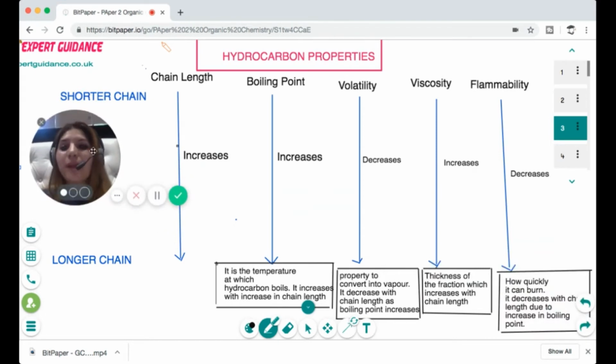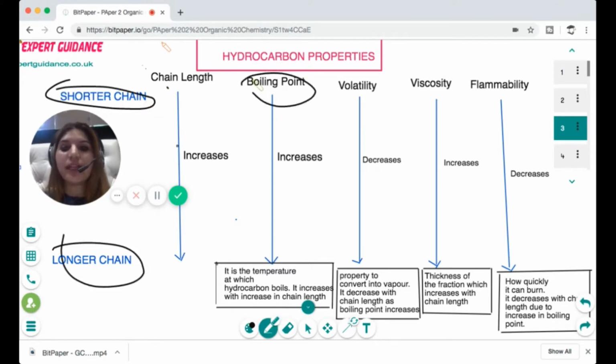Now, the properties of the crude oil depend on the chain length. So, if the chain length increases, the boiling point increases. Now, what is the boiling point? It is the temperature at which a hydrocarbon boils. It increases with increase in chain length. Why? Because greater the chain length, greater the surface area between the molecules, and higher the boiling point.